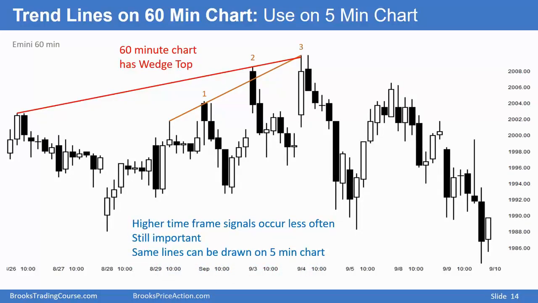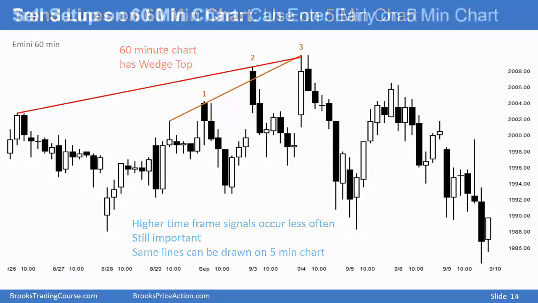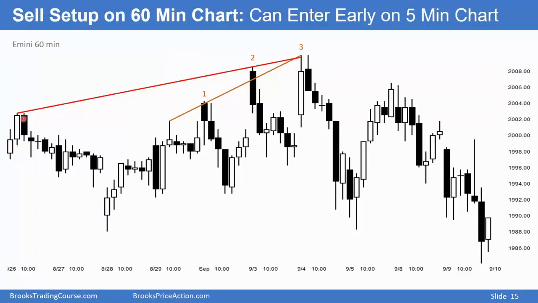If you're a day trader trading on a 5-minute chart or a 15-minute chart, higher time frame signals like on the 60-minute chart or the daily chart come much less often, but they still can be important. And if you look at a 5-minute chart, especially if you use a bar chart, which has a lot of bars on the chart, you can see the same lines. On the 60-minute chart, a lot of bear bars, and some of them are pretty big. And here we have 4 consecutive bear bars, 2 consecutive big bear bars. So there's pretty good selling pressure.